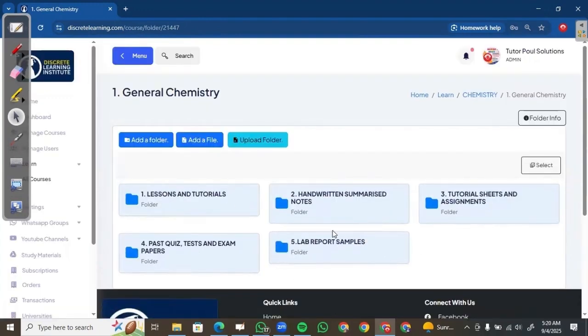In the last folder, we have some lab report samples. As you're going to do your labs, we have some samples here that you can check, and then you get to have an idea of how to do the labs.